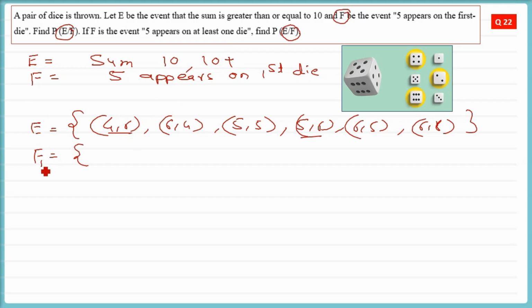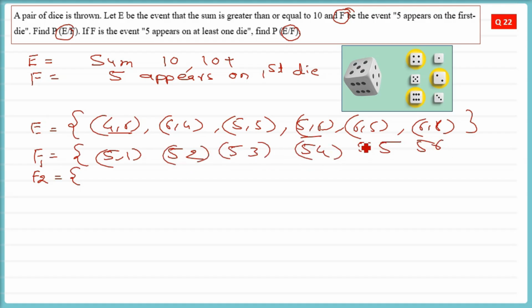So the first F event is 5 appears on the first die. Let's call it F1 and F2, just to differentiate that these are separate questions and we are dealing with them one by one. I am just renaming to explain to you. First F, that is F1: 5 appears on the first die. So the first number 5 is fixed. The second can be 1, 2, 3, 4, 5 and 6. So 5,1; 5,2; 5,3; 5,4; 5,5 and 5,6. All these can come. Now coming to F2, the second F, 5 appears on at least one die. So you can fix the first number as 5 and then the second number varies: 5,1; 5,2; 5,3; 5,4; 5,5 and 5,6 can come.